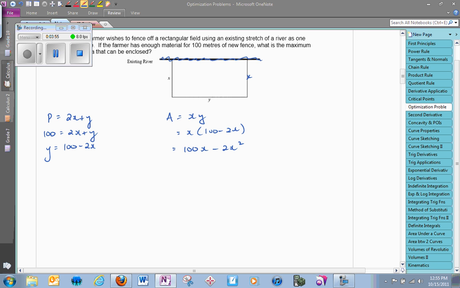When you were in grade 10, this is the point at which you would complete the square. We're no longer in grade 10. Instead, we're going to take the derivative and set it equal to 0. So when I take the derivative, I get 100 minus 4x. I set that equal to 0.